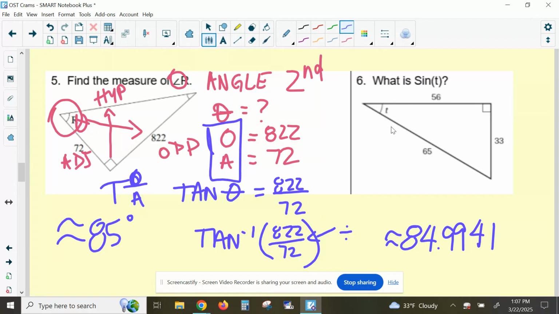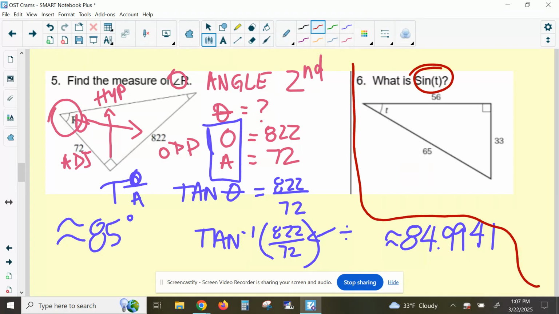Okay, look at number 6. Sorry, I kind of went into little 6's space. Number 6 says, what is sine of t? Now remember, are they looking for an angle? Are they looking for a side? They want sine of something. So they are looking for neither of these, which means do not pick up your calculator.